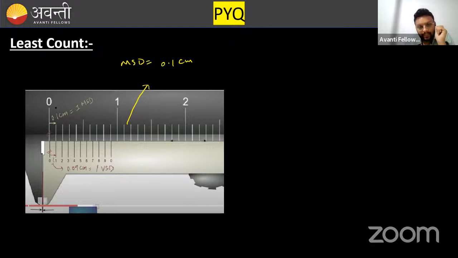Let's suppose it is given that 9 MSD is equal to 10 VSD. Then what will be the least count of the vernier scale? I will say 1 VSD is equal to 0.9 MSD.